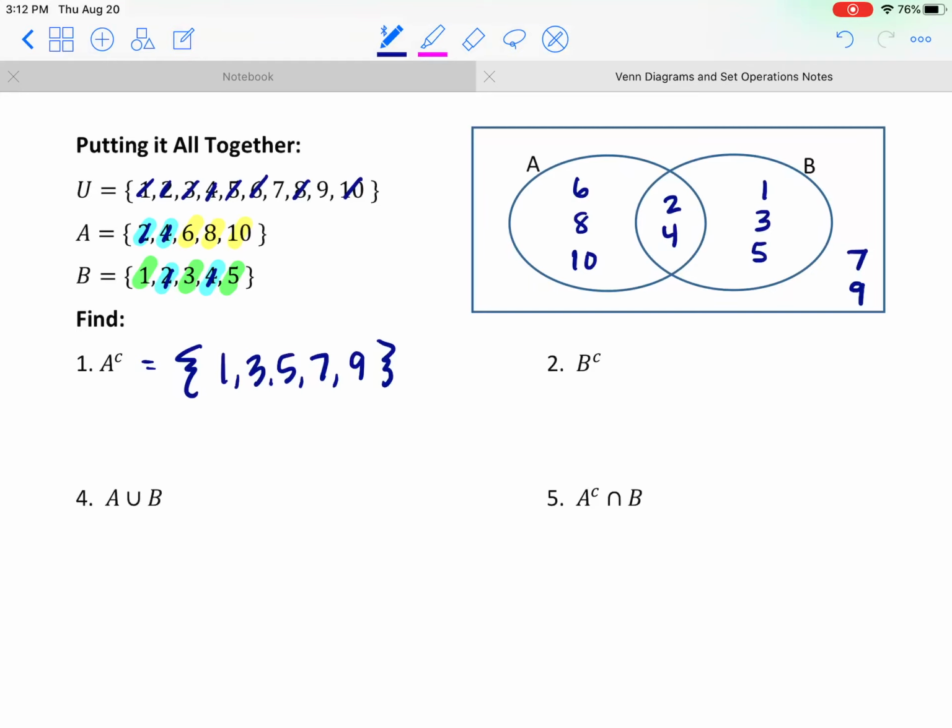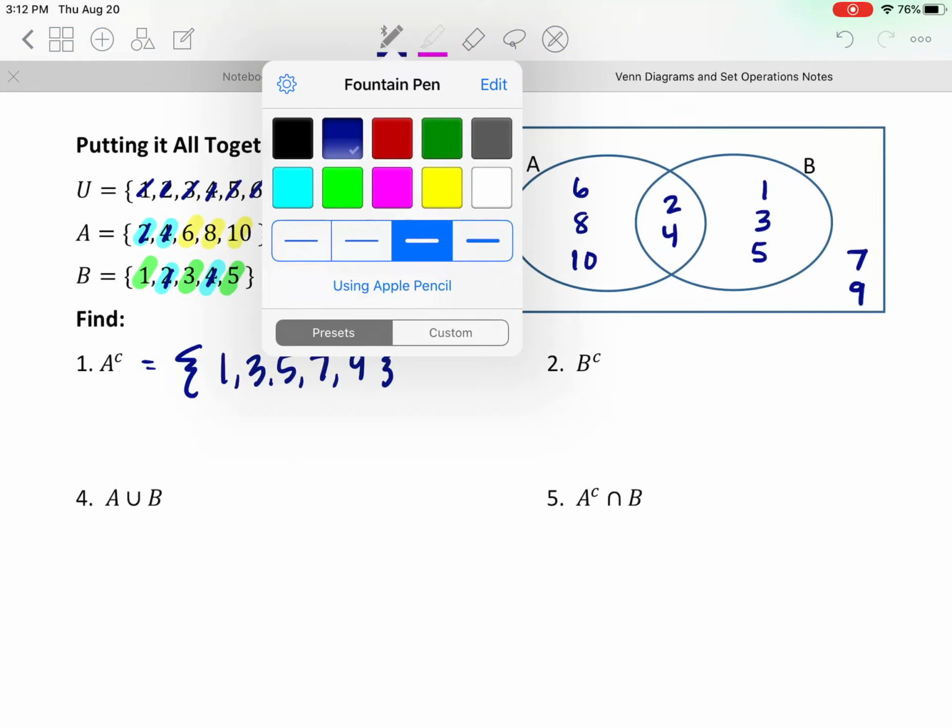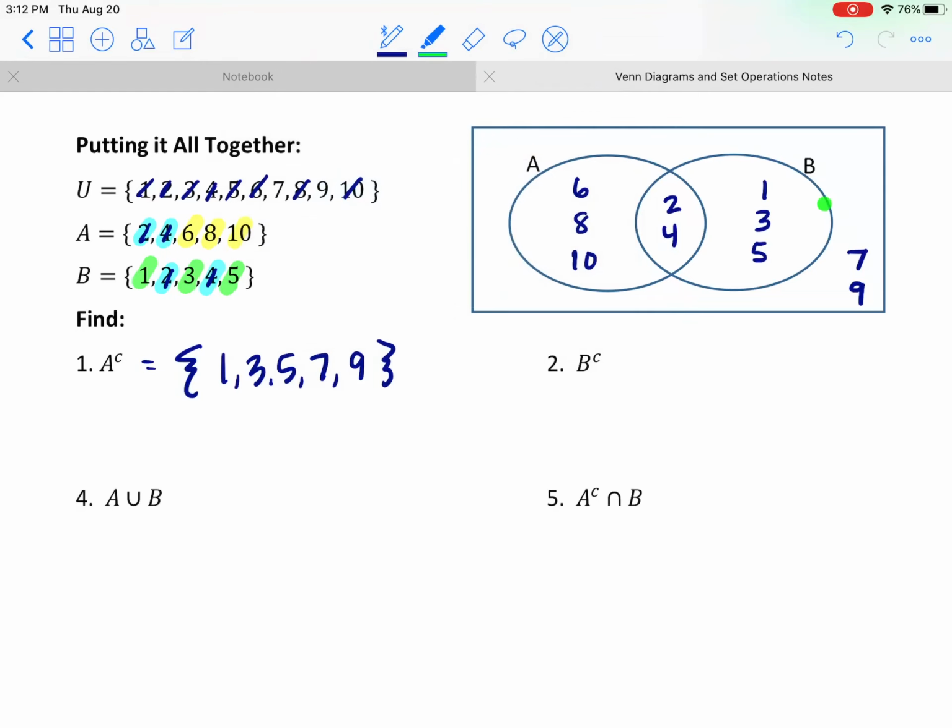So B, again, let me just piece this out for you here. In B, we've got 1, 2, 3, 4, and 5. So what's not in B would be 6, 8, 10, 7, and 9. So not in B: 6, 8, 10, 7, and 9, or if you really want it to be in order, 6, 7, 8, 9, and 10.